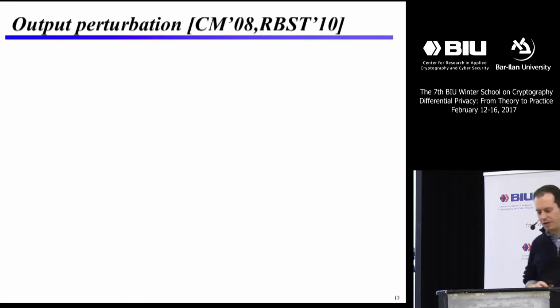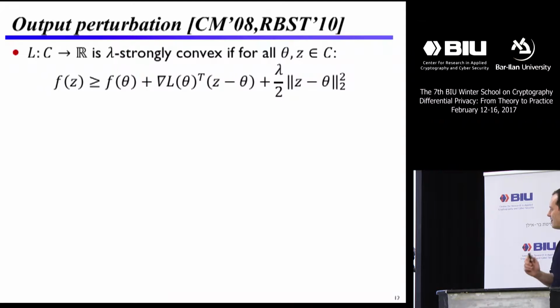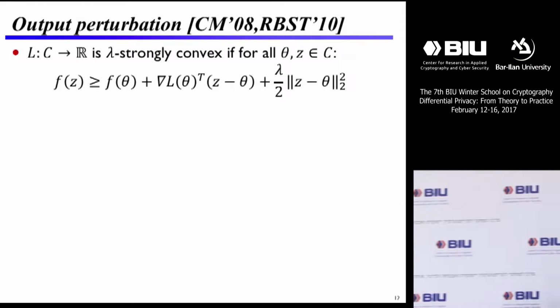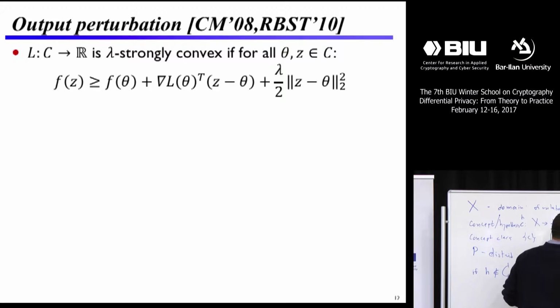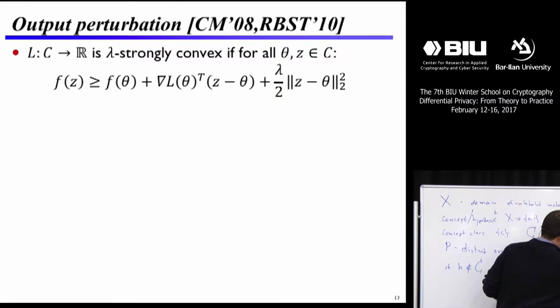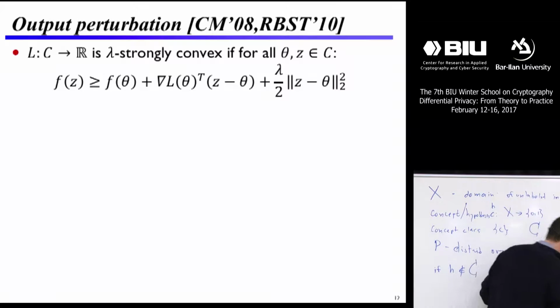Okay, so let's start with output perturbation. For output perturbation, we will actually be able to prove top to bottom how well it does. As I said, we are going to need an extra assumption. We say that a convex loss function is lambda strongly convex if it satisfies this equation. What that really means is that not only is the loss function lower bounded at every point by a linear approximation to the function, but actually it's lower bounded at every point by a quadratic approximation to the function.